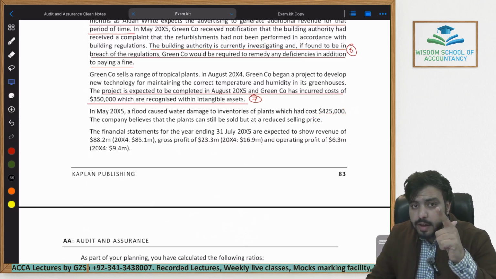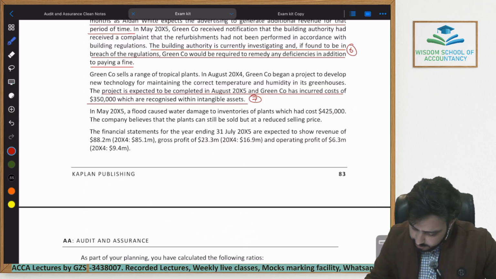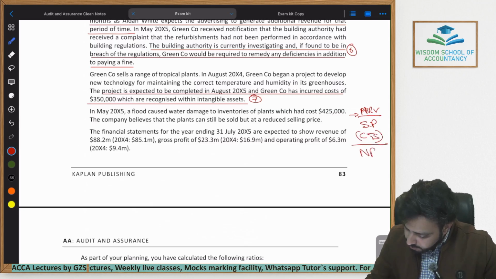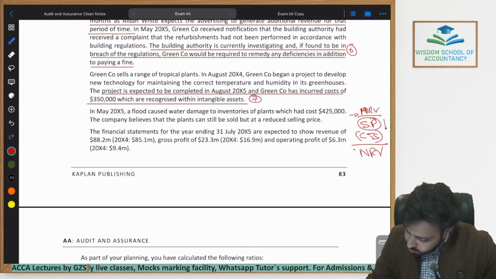But NRV is calculated as selling price. Let me write it down as well. NRV is calculated as selling price minus cost to sell, CTS, cost to sell, is equal to NRV. So if this selling price goes down in the market, the risk is that this would also reduce NRV.